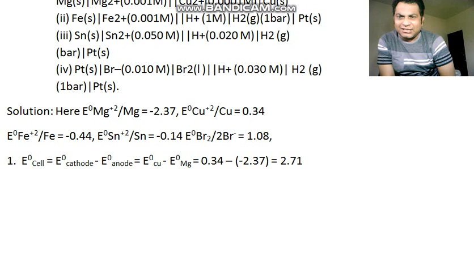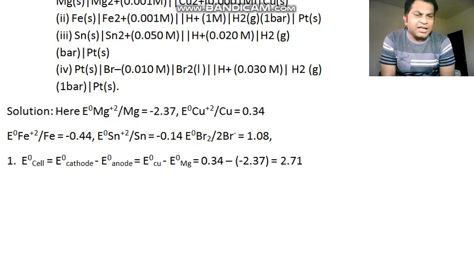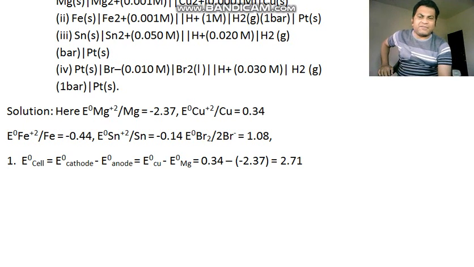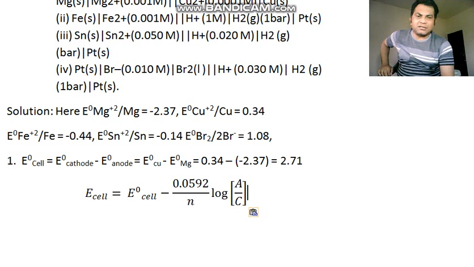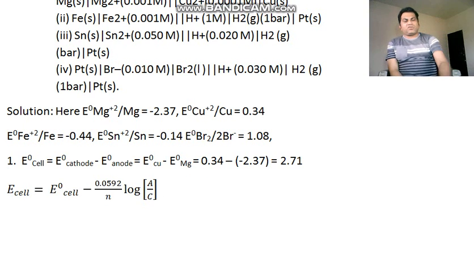Yes, we were calculating 3.4, sorry, 3.5, and in 3.5 we have done up to the E degree cell. Now after E degree cell, we have to find the Nernst equation, and that's why we have to put the Nernst equation here. This is the Nernst equation, and this is its value.